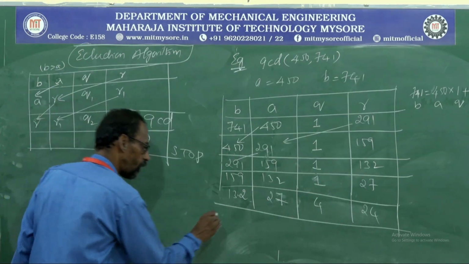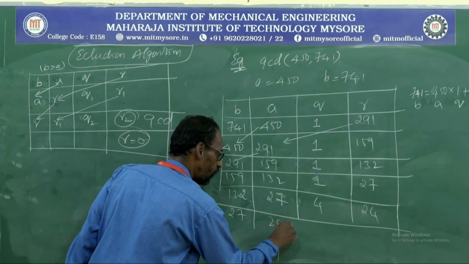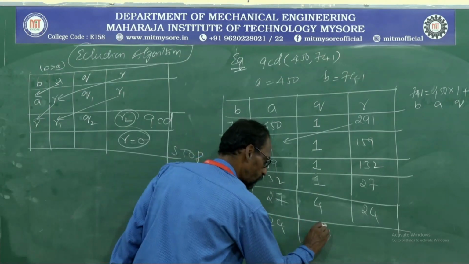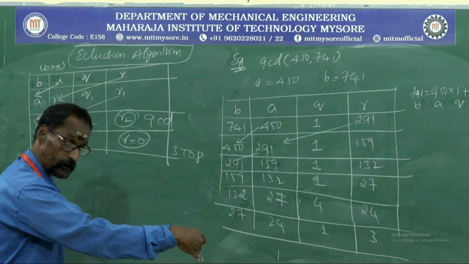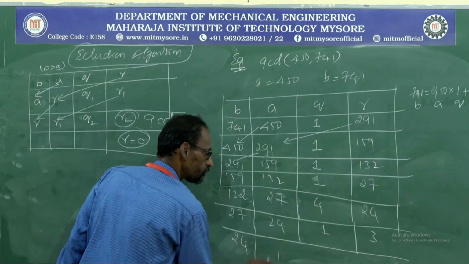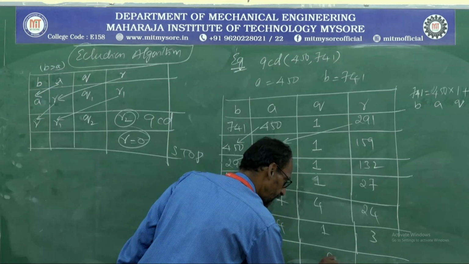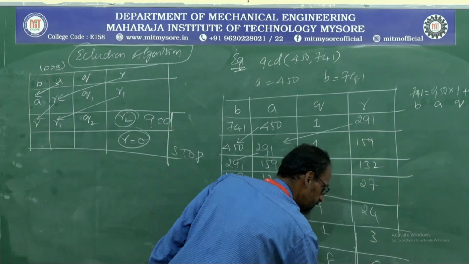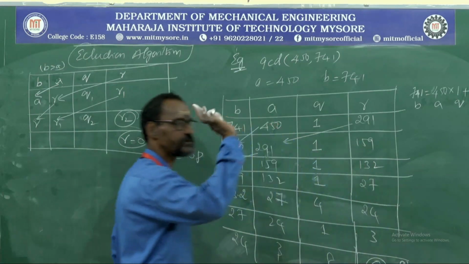Again continue. Take 27 here and 24 here. The quotient is going to be 1, and the remainder 3. Again continue with 24 and 3. The quotient is 8, and the remainder is 0. Now stop the process.